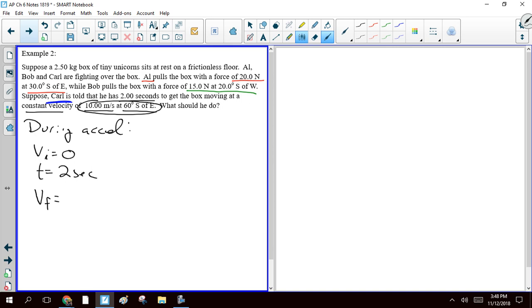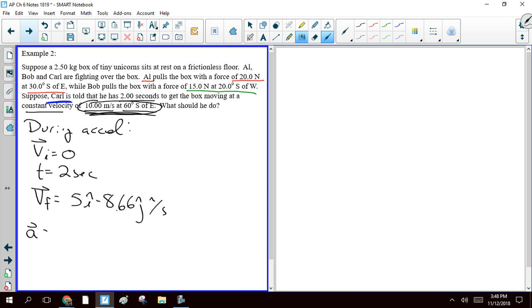This is not the only way to do it, but I do think it's probably going to be the easiest way. So if you take that 10 meters a second at 60 degrees south of east and split it up into components, you end up getting 5i minus 8.66j meters a second. Okay, so now I can use that information. Remember, these are vectors, right?